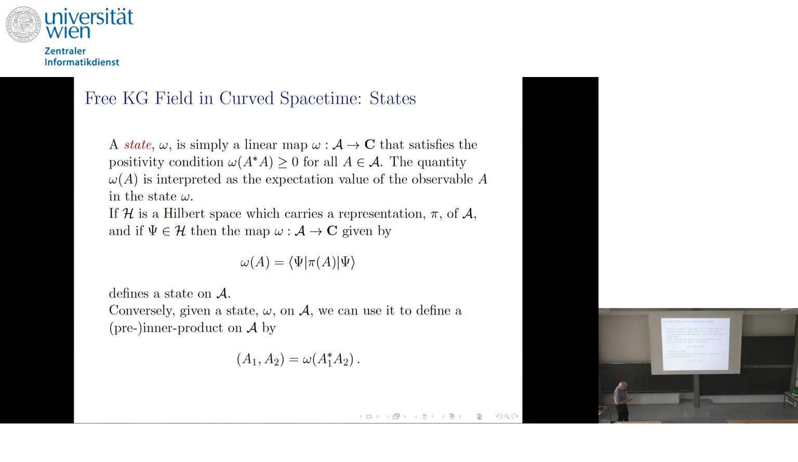But, well, maybe surprisingly, if you hear it for the first time, but it's really remarkably straightforward and simple, if you have a state in the algebraic sense, you can construct a Hilbert space that carries a representation of A and a vector in that Hilbert space such that your original state is this vector. That's the so-called GNS construction, Gelfand-Naimark-Segal. And it proceeds as follows.